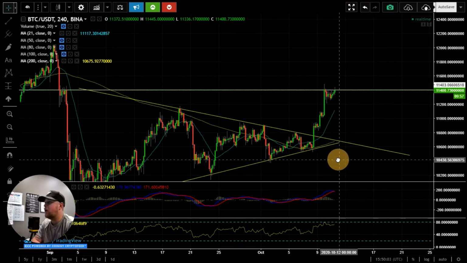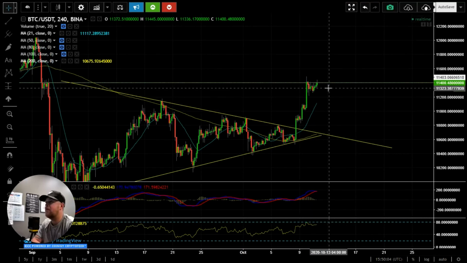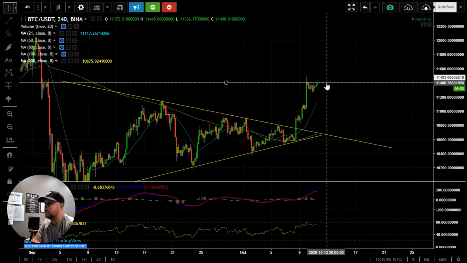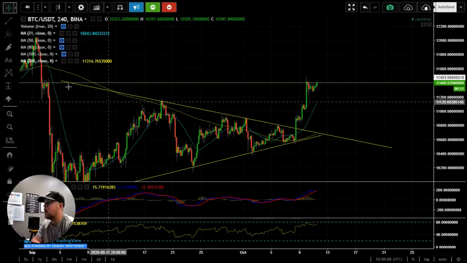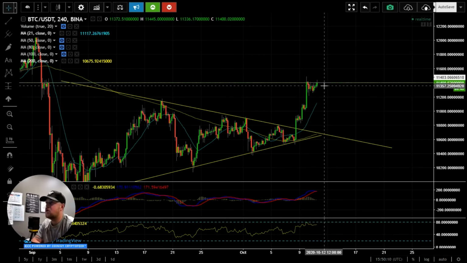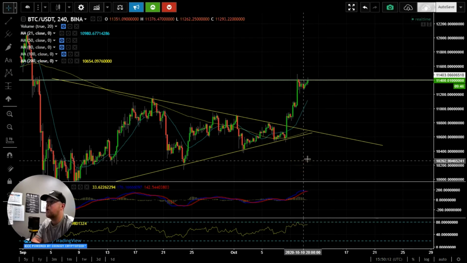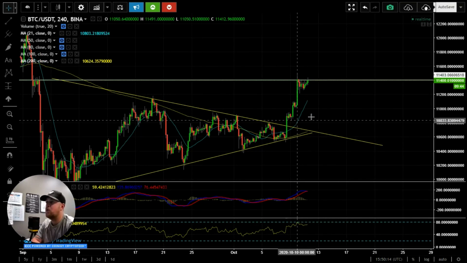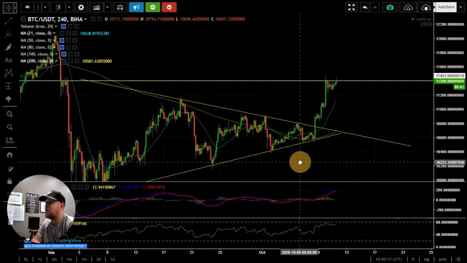So at this point, trading Bitcoin, I would wait for either a rejection or a breakout of this resistance line, because that's pretty heavy resistance. At this point, I would watch the chart. There's no need to open a trade at this point. And that's about it I got for you on the 4-hour Bitcoin chart.